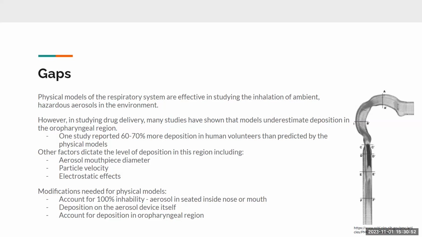There's also deposition of the particles on the aerosol device itself, which can range from 1 to 2% in inhalers to as much as 50% in medical nebulizers. And then, of course, that deposition in the oropharyngeal region needs to be accounted for, because as the model underestimates that deposition, it actually greatly overestimates the deposition in the targeted region of the lung, which needs to be more accurate for these models to be effective.